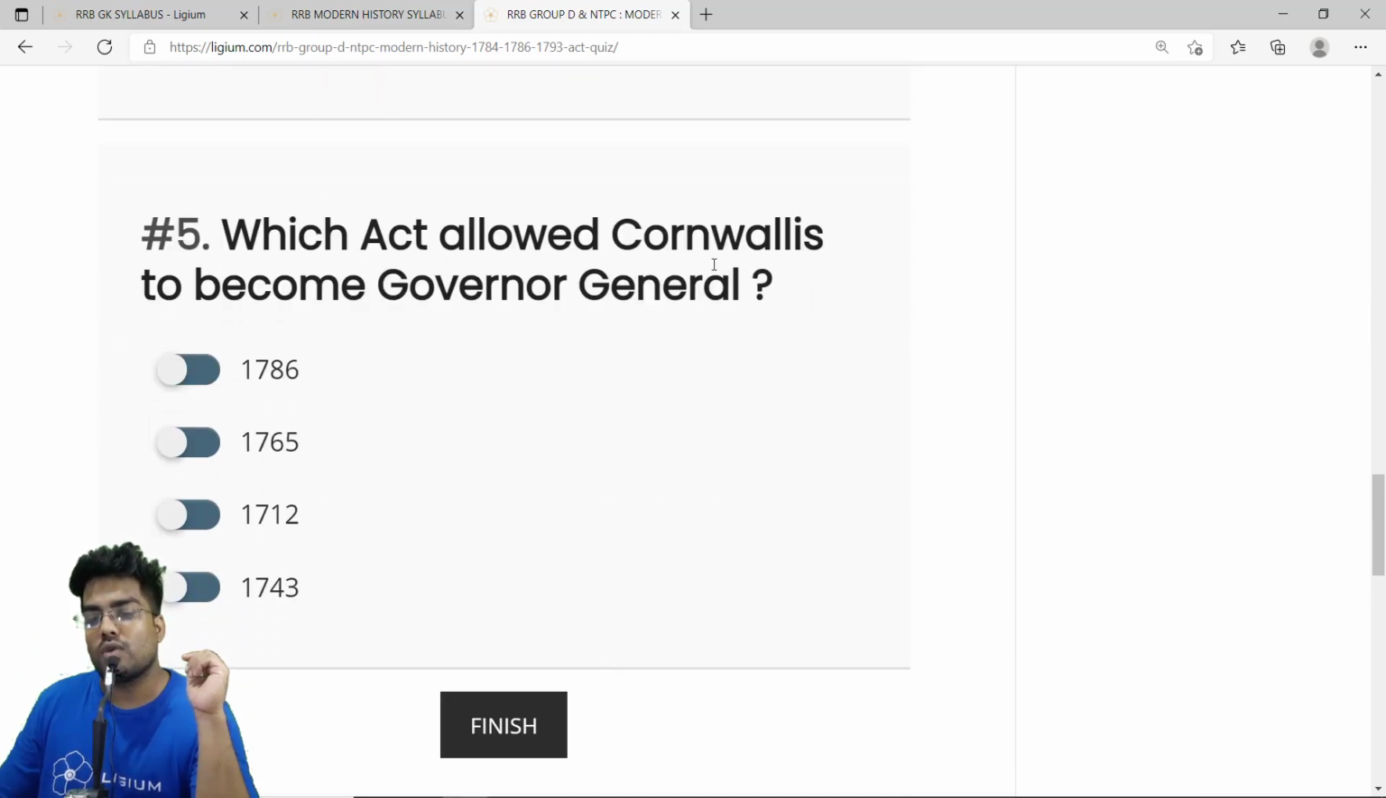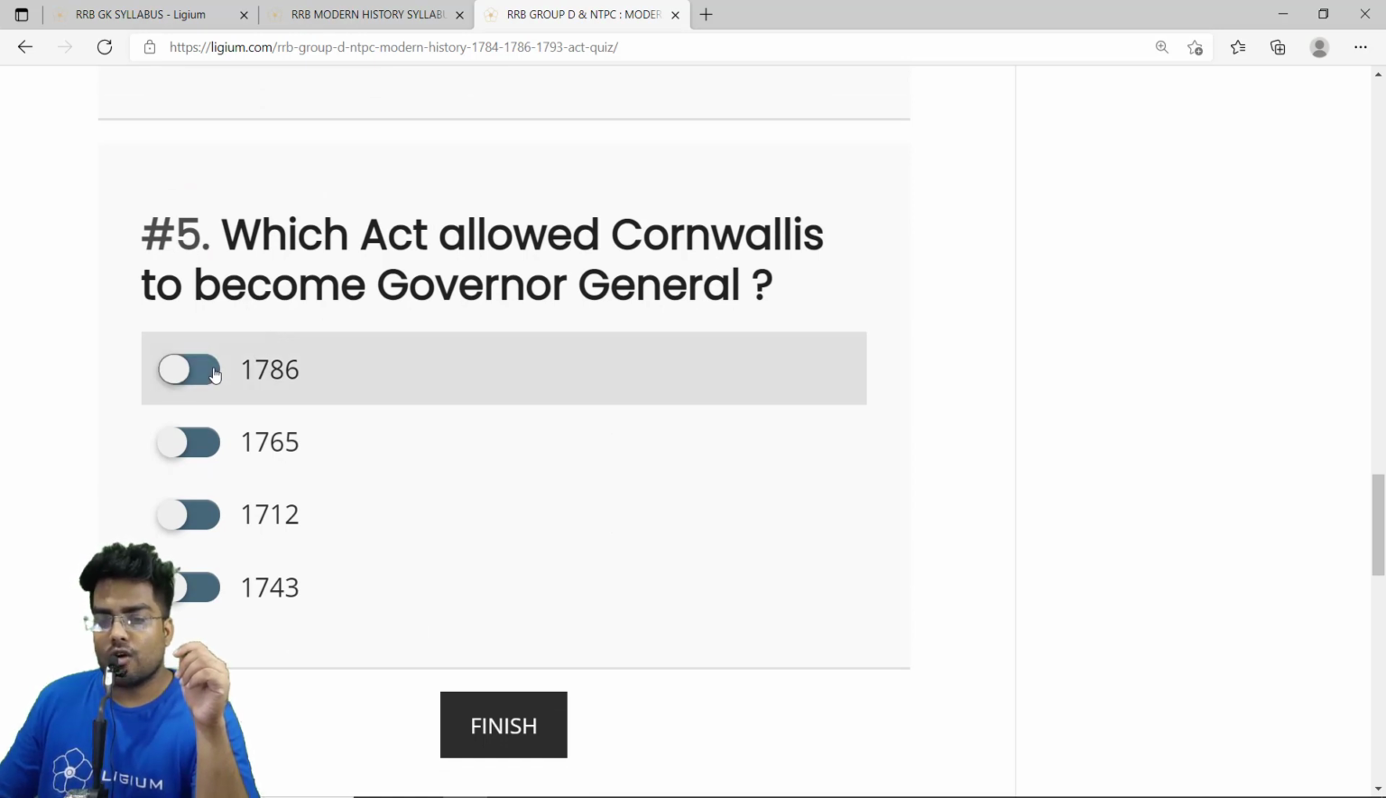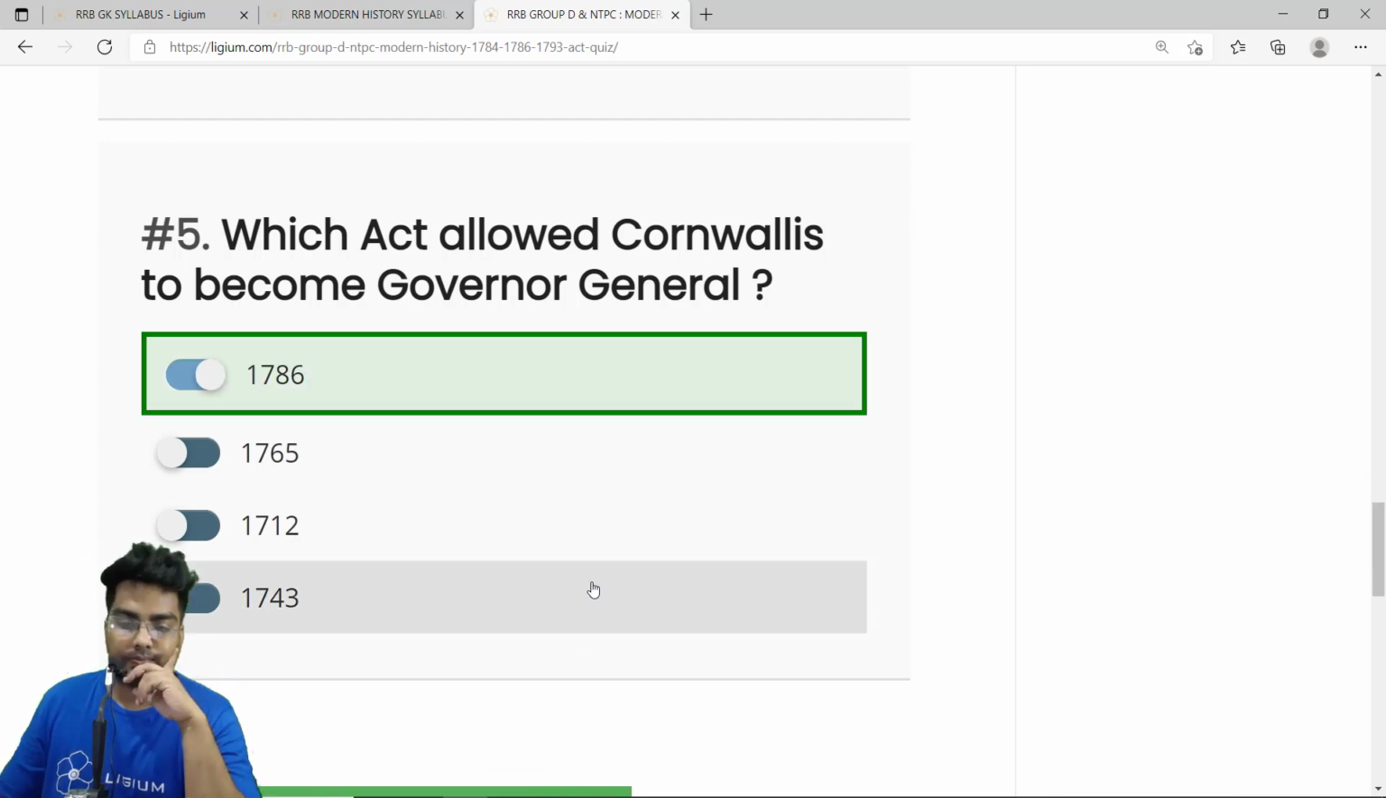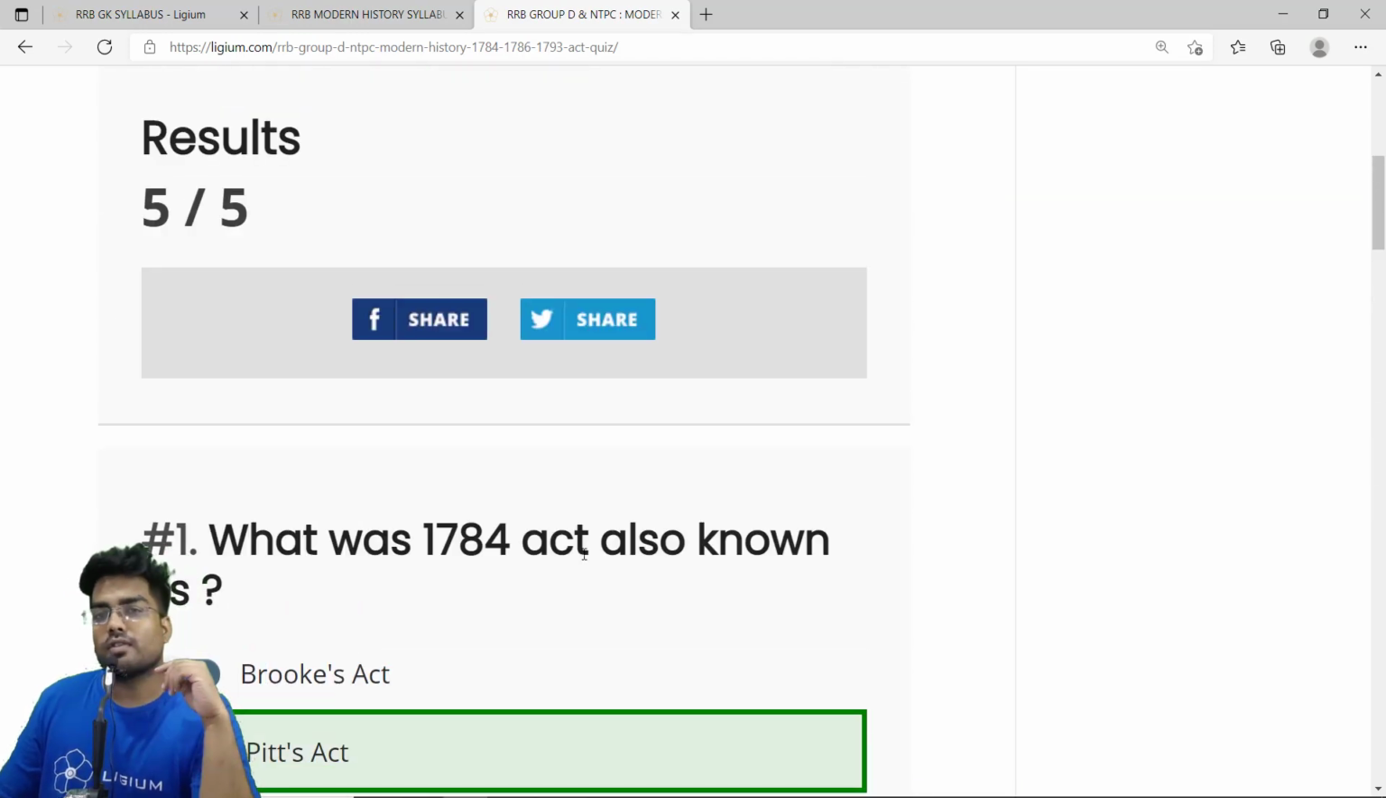Which act allowed Cornwallis to become Governor General? That's pretty much obvious, that is 1786. So we have solved around 5 questions. Let's check how many of them are correct. So let me just click on finish. 5 out of 5. Excellent. Okay, so let's end this.